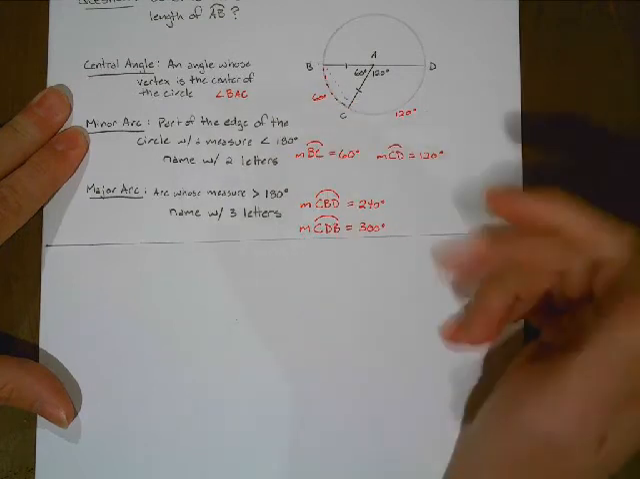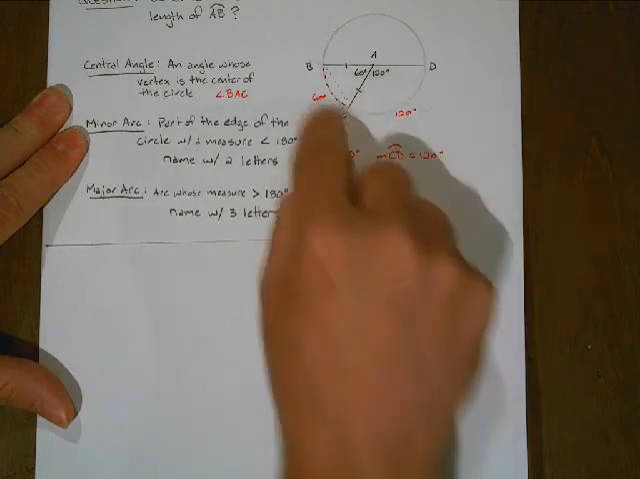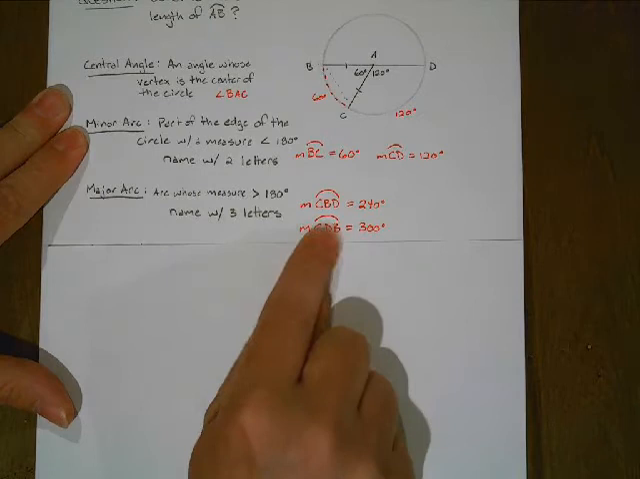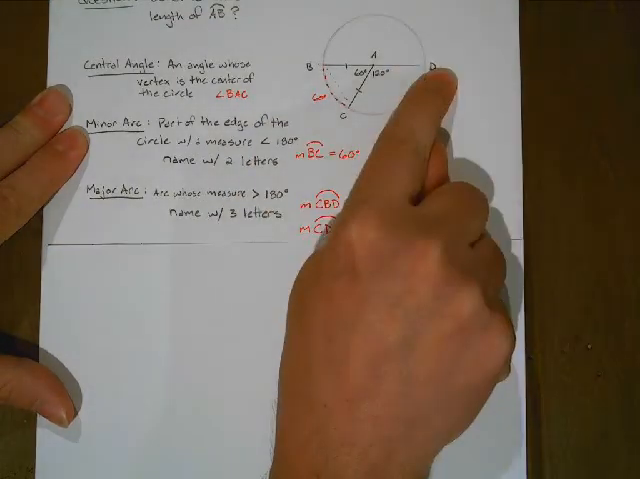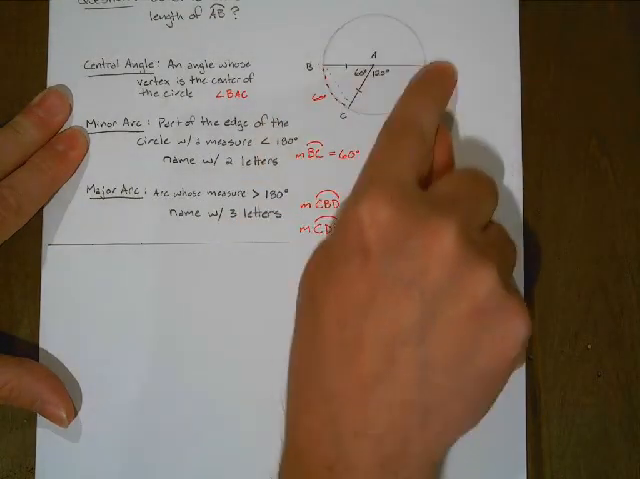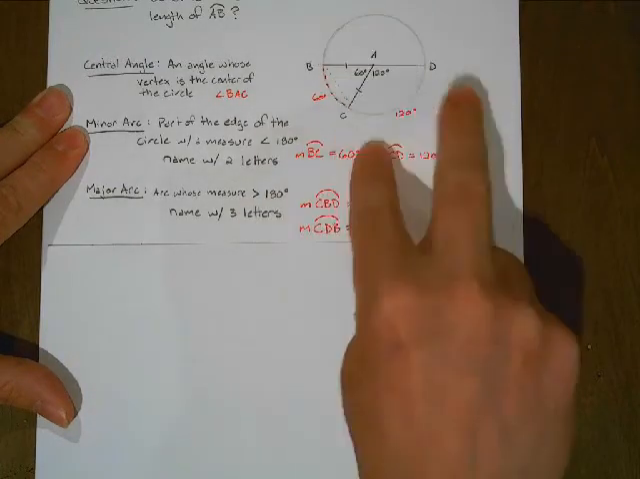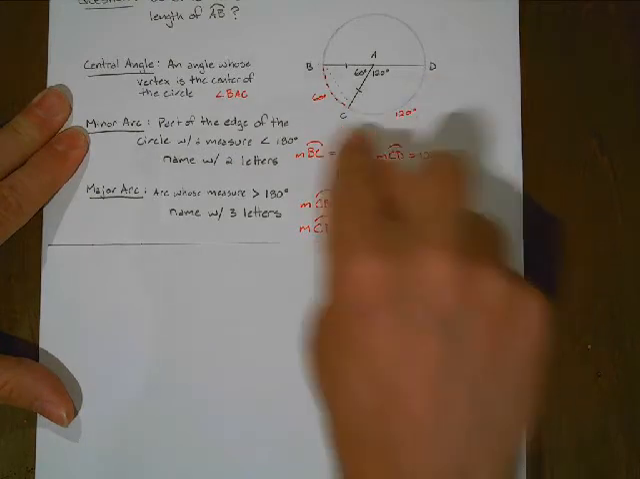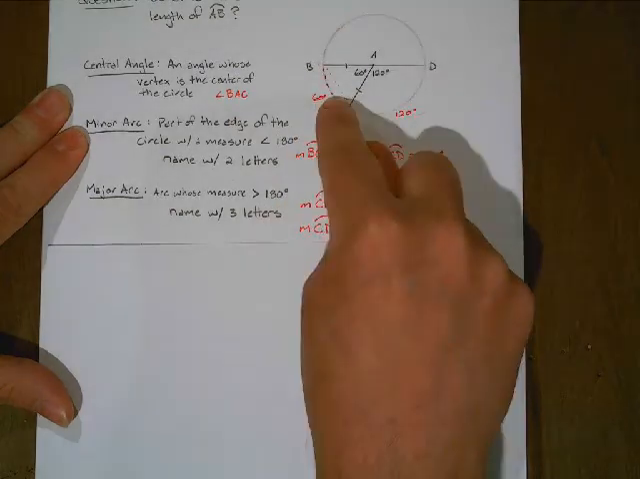So to make sure that we're not confused about which arc we're talking about, the minor one or the major one out here, we use three letters to say that we're talking about a major arc. So if I go from C to B and then end at D over here, CBD, that's all this part over here. The whole circle is 360, and so it's everything except for this 120 degree arc here. So I do 360 minus 120. I get 240 degrees out there.